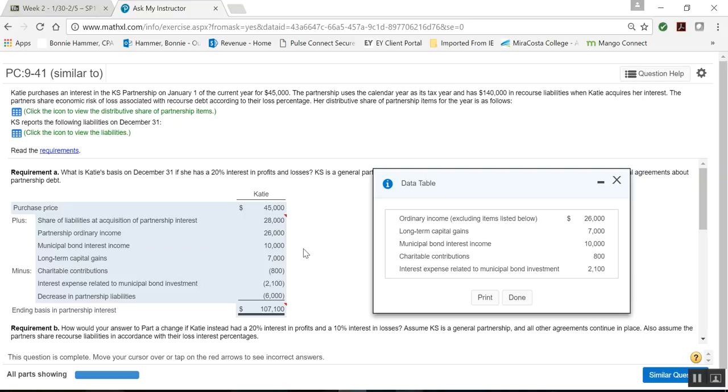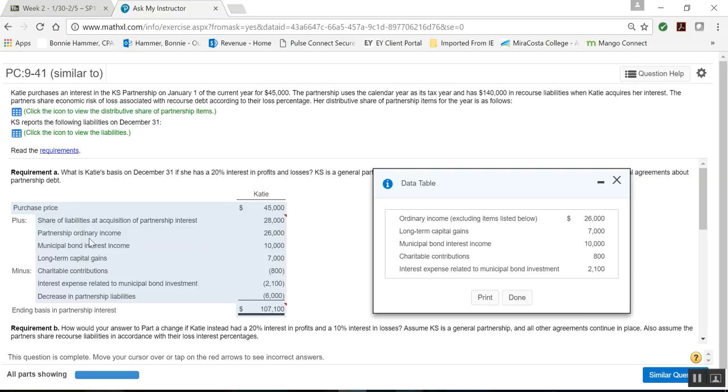Then she gets basis for all of the positive amounts, all of the income items coming on her K-1, and that's otherwise known as her distributive share of partnership items. So you'll see that some of the partnership items are income, which is the ordinary income, the long-term capital gains, and the muni income. And some of these partnership items are negative, right? They're expense items or loss items, and that's charitable contributions, right? That's an expense item, and interest expense on the muni investment. And that's an expense item.